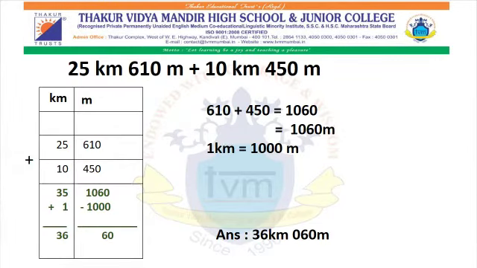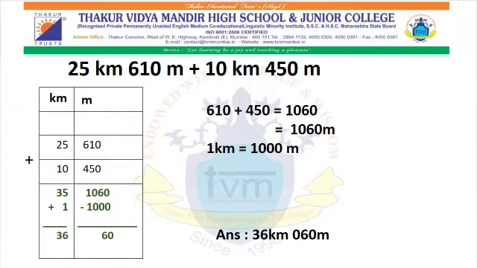Now let us see addition. The first addition is 25 kilometers 610 meters plus 10 kilometers 450 meters. For doing the addition, first you will make two columns, one for kilometers and one for meters. Now you will write the respective figures in the columns, that is 25 in the kilometers place and 610 in the meters place. Similarly, 10 in the kilometers place and 450 in the meters place.